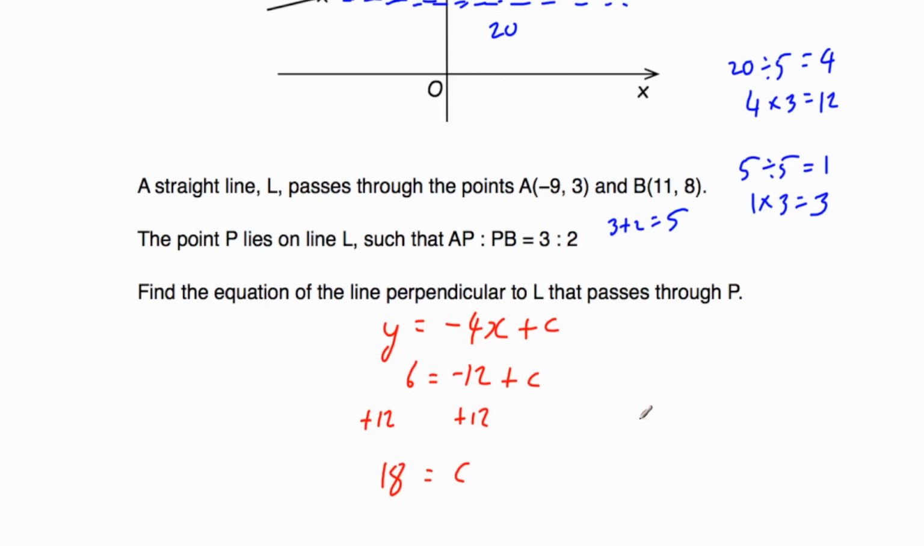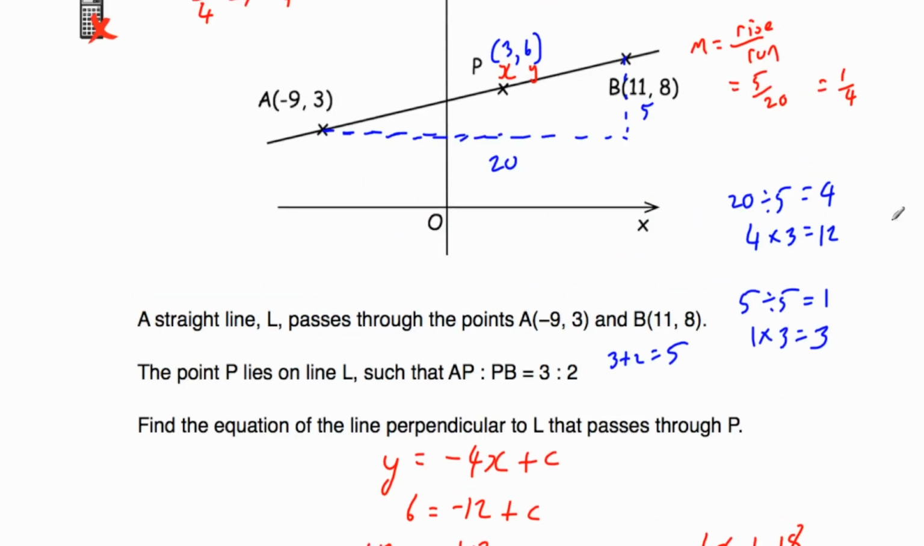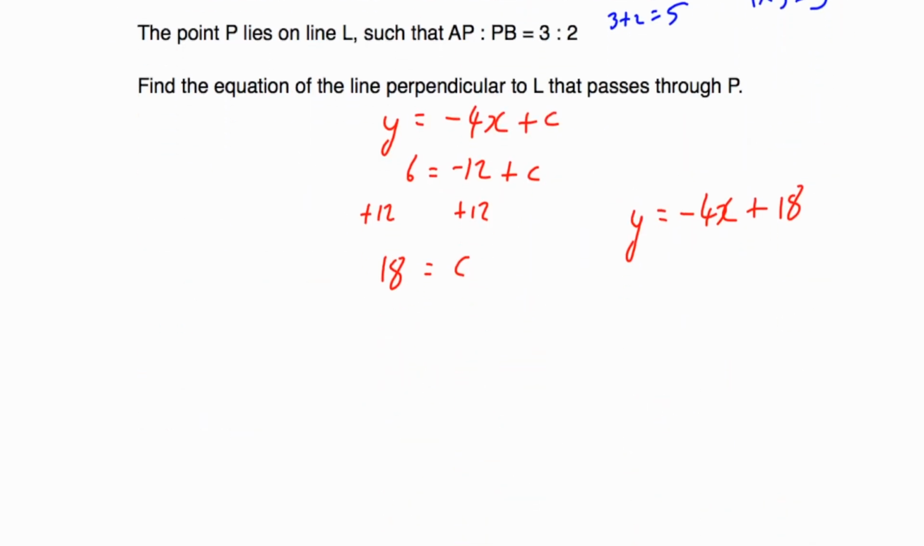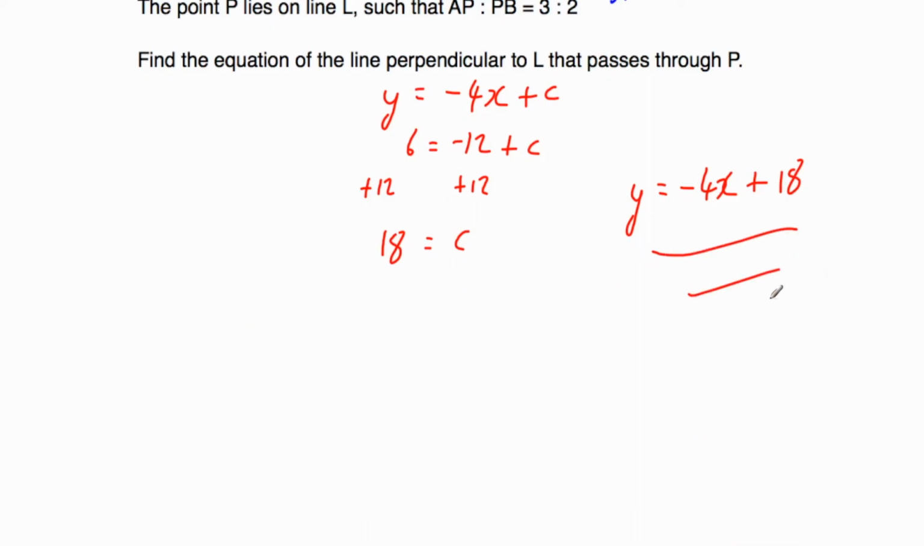So that means that the equation of this line would be y equals -4x plus 18. So that's the equation of the line that's perpendicular to L and passes through the point P. So that's it, that's our answer. y equals -4x plus 18.